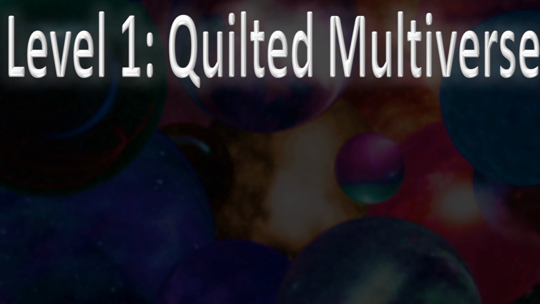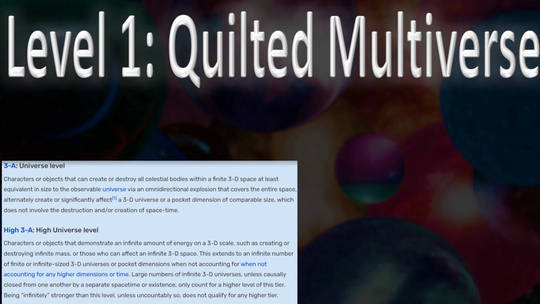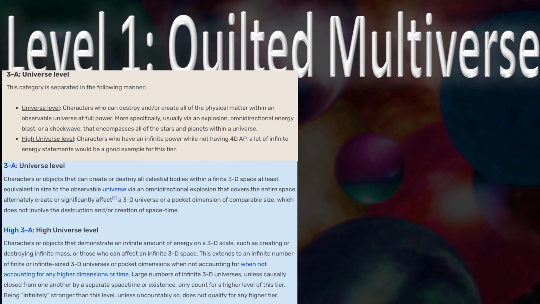In terms of power scaling, this would only be a 3A construct. Being that it is not infinite, as clearly stated, and the number of possibilities is finite, it cannot be high 3A. However, it should be so large that it should be much larger than any other 3A construct that you can think of in a general sense.